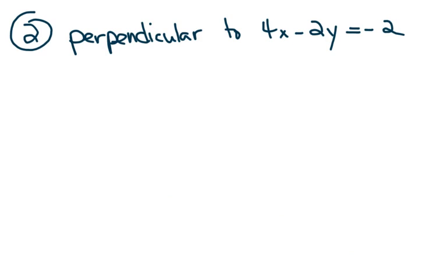The nice thing about problem 2 is we're actually going to do the same exact process over again. So if you're just kind of starting to understand it in problem 1, we're going to do it again in problem 2. The only difference in this problem is that my new line is perpendicular to 4x minus 2y equals negative 2. You know from geometry that two lines are perpendicular if they form a right angle. In algebra, we learned that two lines are perpendicular if their slopes are opposite reciprocals.